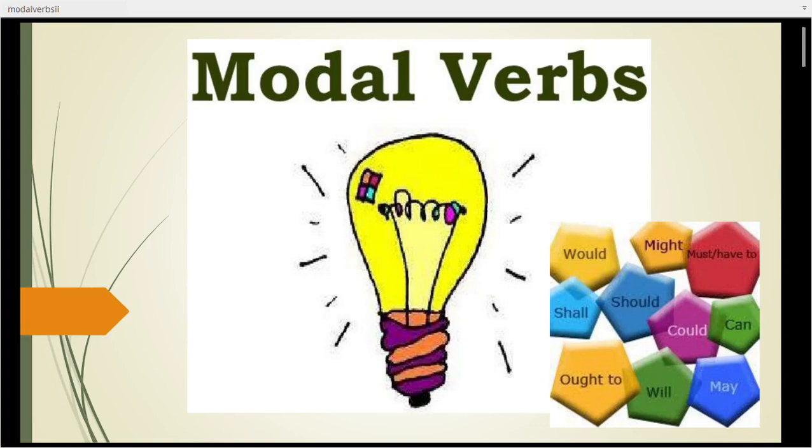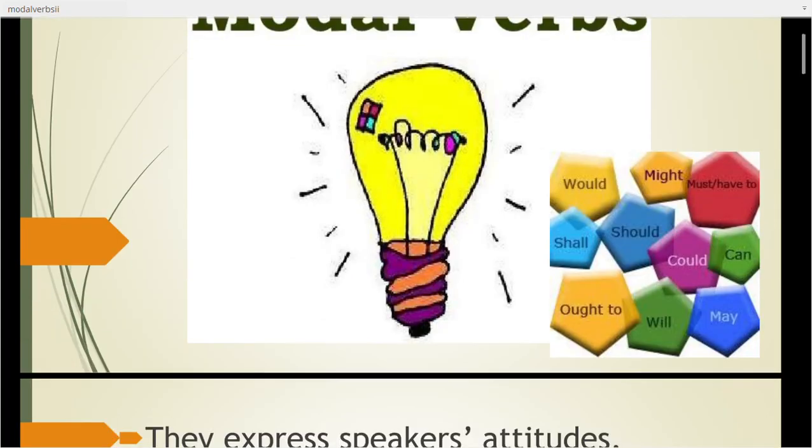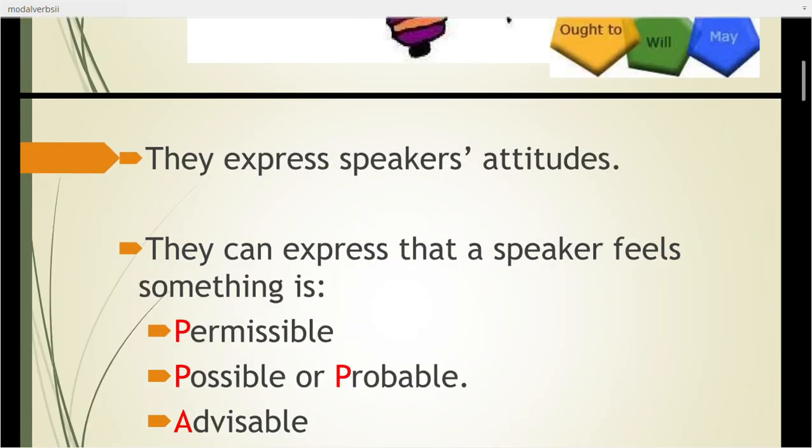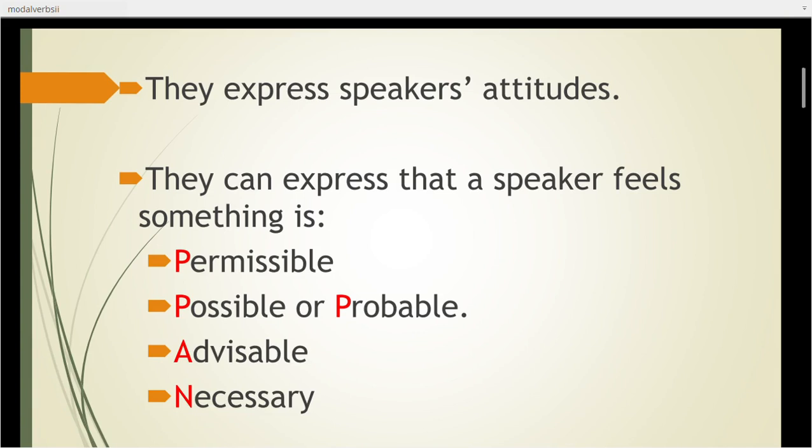Okay, I'll explain about modal verbs. What are modal verbs? The modal verbs are auxiliaries that can be used in sentences to give more information about it. In this slide we can see two characteristics. They express the speaker's attitude, and they can express that the speaker feels something is permissible, possible or probable, advisable and necessary.